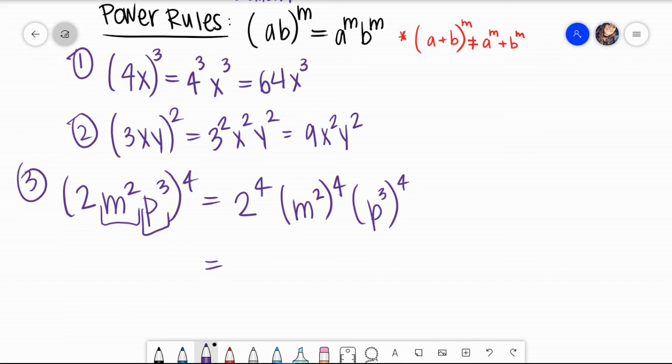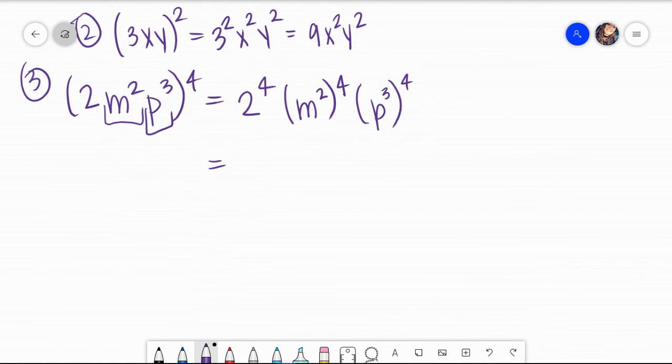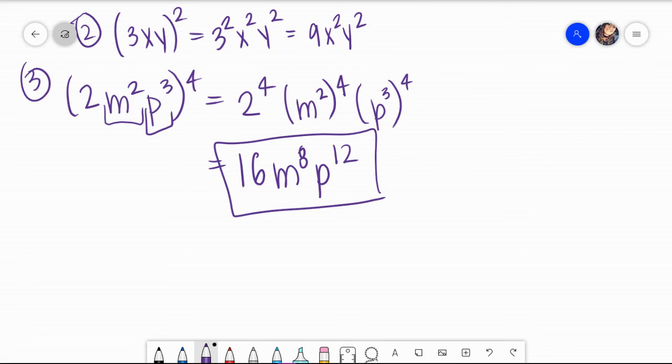So I'm going to go down right here, y'all. Evaluating this, 2 to the fourth power: 2 times 2 is 4, 4 times 2 is 8, 8 times 2 would be 16. And then our m squared raised to the fourth would be power to a power, so I multiply my powers. 2 times 4 is 8. And then for my p cubed raised to the fourth power, I get power to a power, multiply your powers. You keep your base and you multiply 3 times 4, which would give you 12. So that would be your final answer right there.